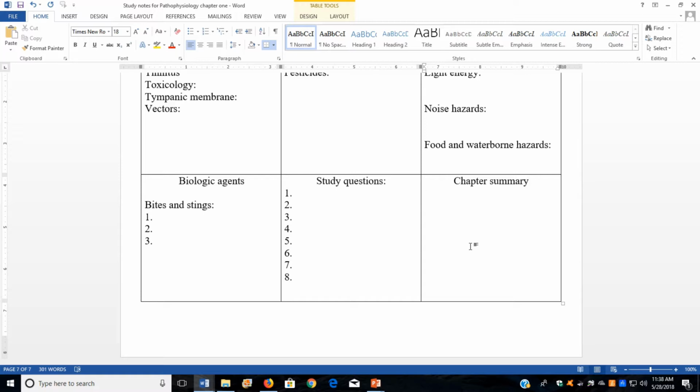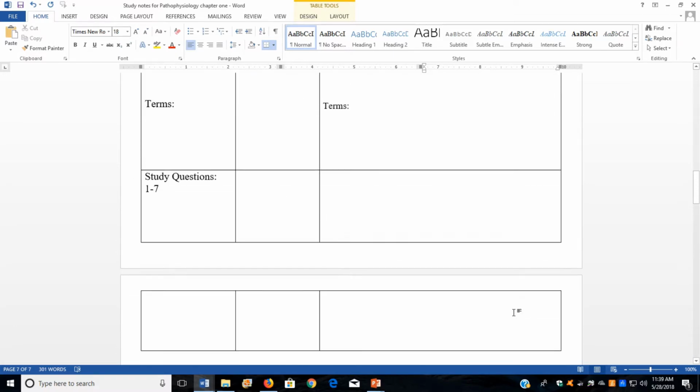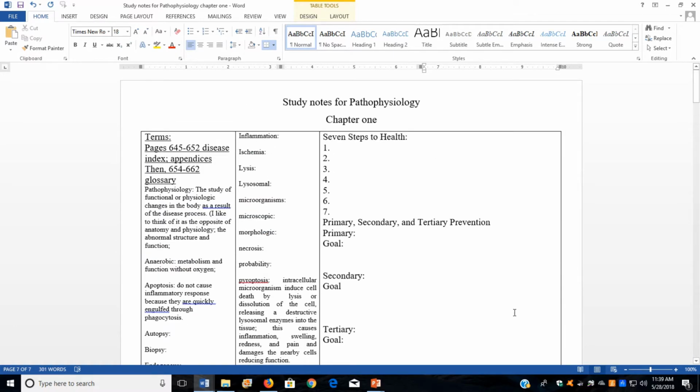Stress and associated problems, again, a very short chapter, but it's got a lot of information in it. When we get to that chapter, we're going to talk about some of the harder concepts to grasp. But to get started, go ahead and get on your chapter 1, get it completed so you can get to those activities.